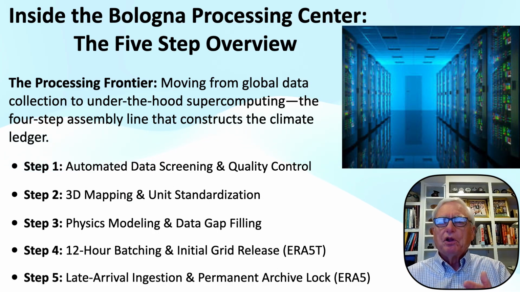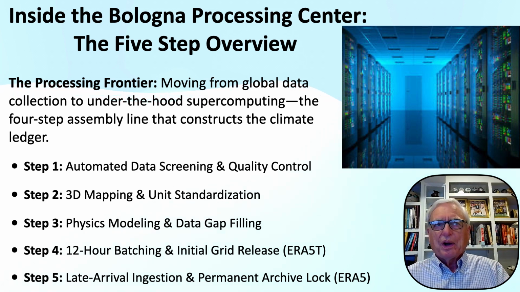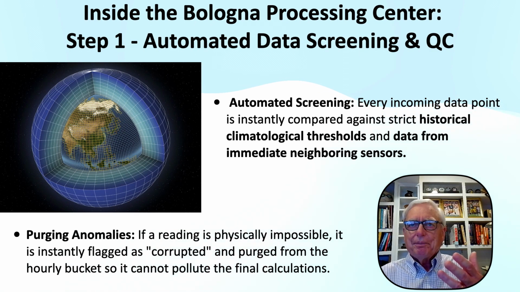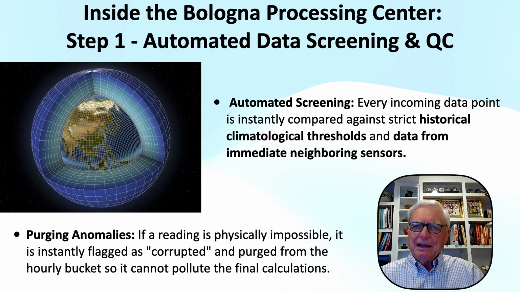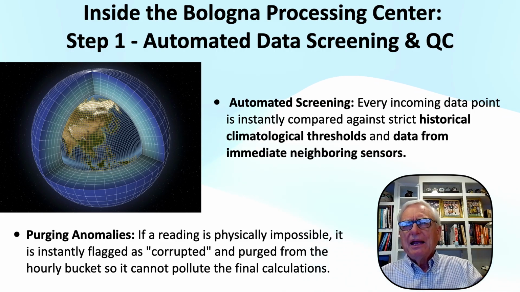Okay, so here we have the Bologna Processing Center, and they go through these 5 steps with regard to this data. So let's cover that real quickly. So the first step is they have this data coming in, and a lot of this work is done at the regional centers, or in some cases at the national network centers. Basically what they're doing is looking at the data and trying to make sure that the data is reasonable.